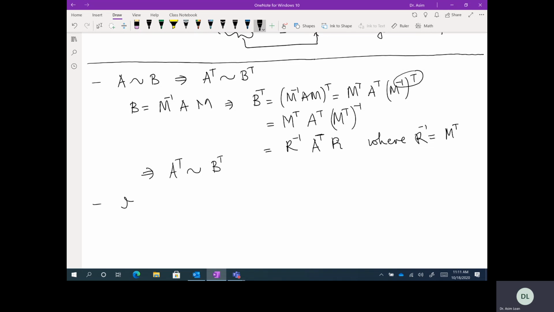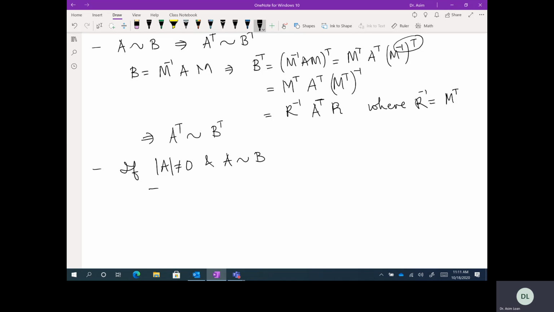Okay. If A is non-singular, and A is similar to B, then this implies A inverse is similar to B inverse. And how do we do that? So A is similar to B implies B is equal to M inverse AM.